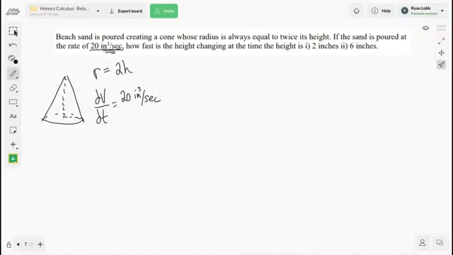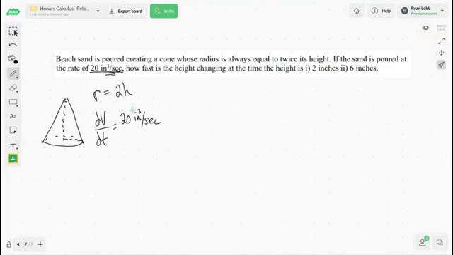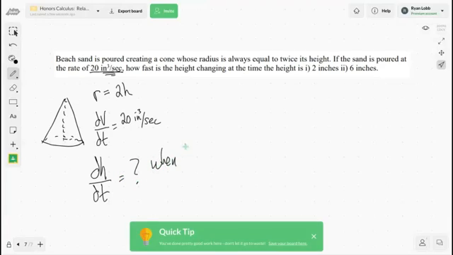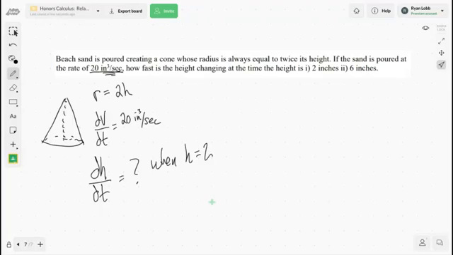Okay, let's see if this works. I'm having trouble with this whiteboard app. It's being funky, so let's try to continue here. Where we left off, we had radius is twice the height, and the rate of change of the volume with respect to time is 20 cubic inches per second. How fast is the height changing at the time the height is 2 inches? So we're after dh/dt equals what when h equals 2.